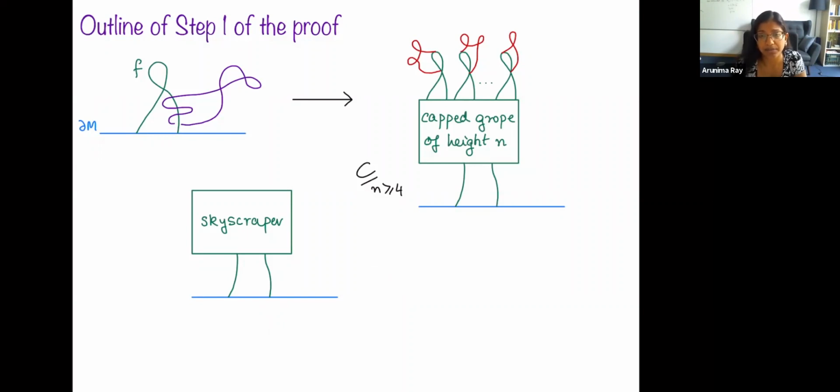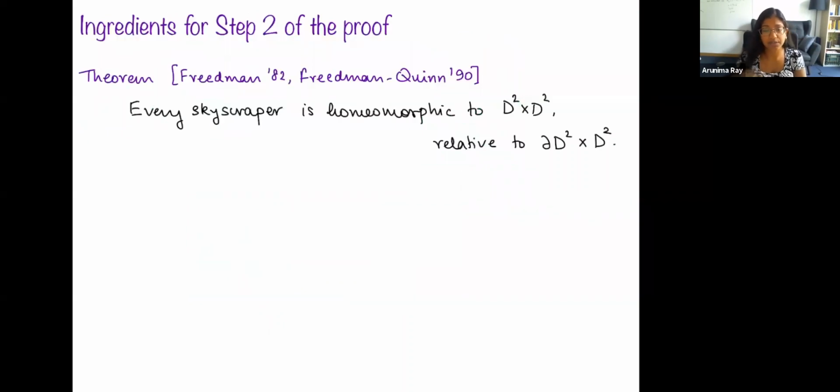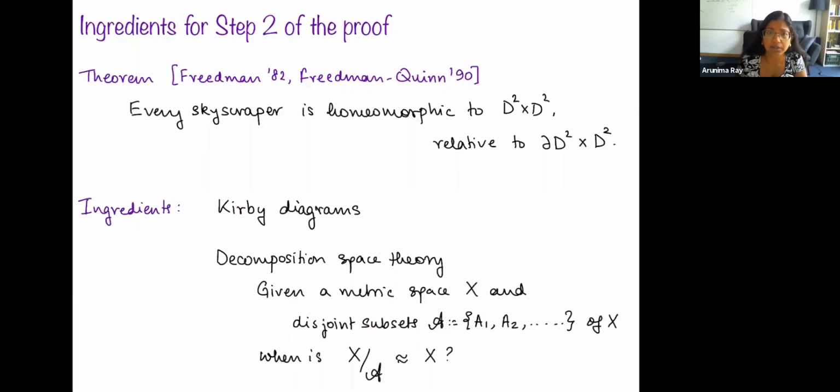At some point, perhaps in the very end of the lecture series, I'll come back to comment on specific parts of this. And then to finish off this video, I wanted to say a little bit about step 2. So step 2 is again, like I said, the big insight of Mike Freedman. And the theorem says that every skyscraper is homeomorphic to D2 cross D2 relative to its attaching region, boundary D2 cross D2. In this slightly more general formulation, this was also due to Freedman and Quinn in 1990 in their book. So I want to say a little bit about what goes into this proof. Specifically, I just want to list some ingredients for you.